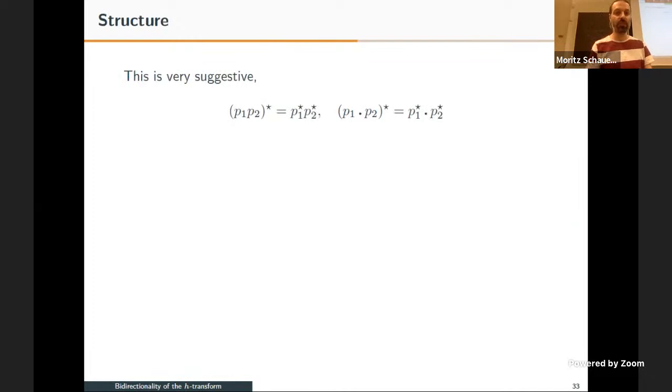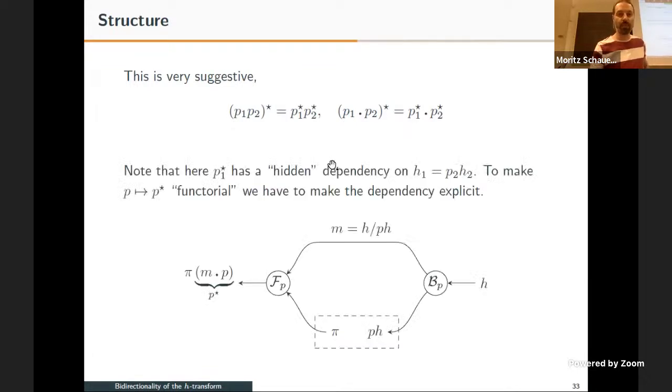So I have these two kernels, P1 and P2, and I'm looking at the composition. And I said that the P1 P2 star is equal to the P1 star composed with P2 star. And the P2 star was the optimal solution to an optimization problem. And then the P1 star was also the optimal solution to an optimization problem. But you have to be a bit careful that the P1 star has a hidden dependency, because it's not H transformed with H2, but it's H transformed with the pullback of H2 under the P2 kernel. So that's important. Maybe I should be a moment slow here.